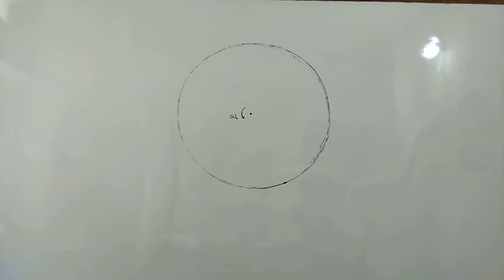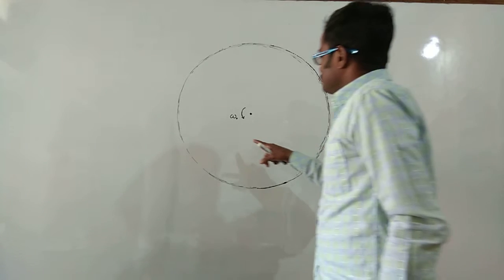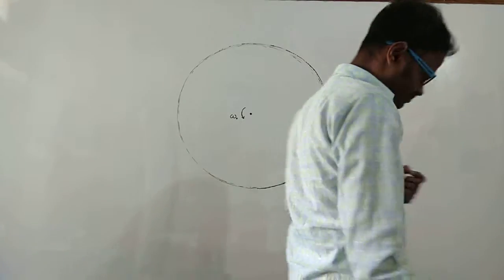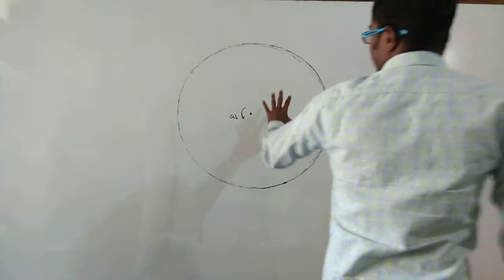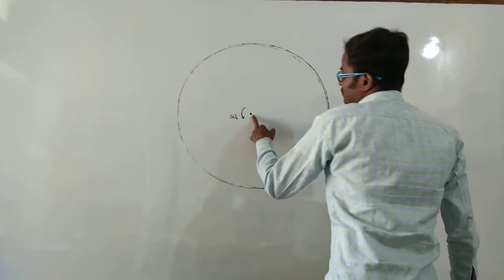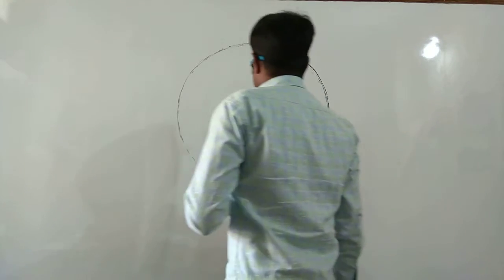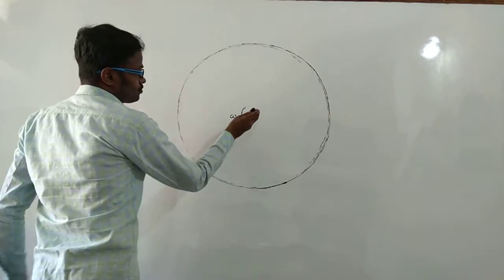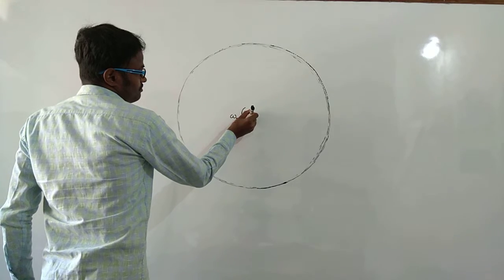This is a smooth horizontal disk, rotates about the vertical axis with a constant angular velocity omega naught. This is the constant angular velocity omega naught of the rotating disk. This disk is rotating about this axis, which is fixed, which passes through the center of the disk.